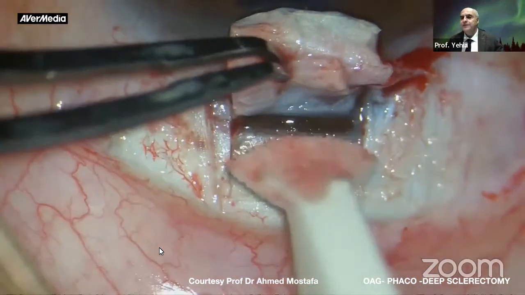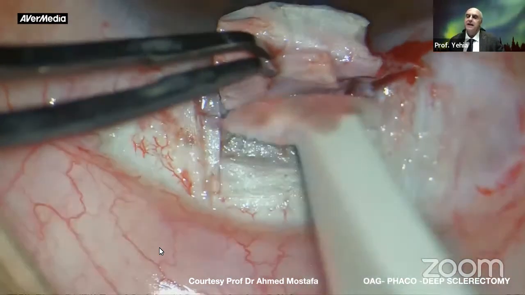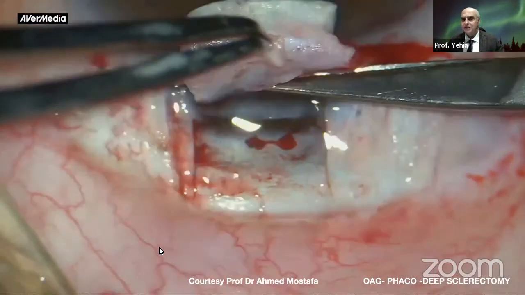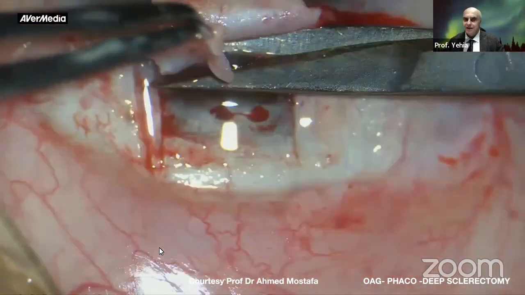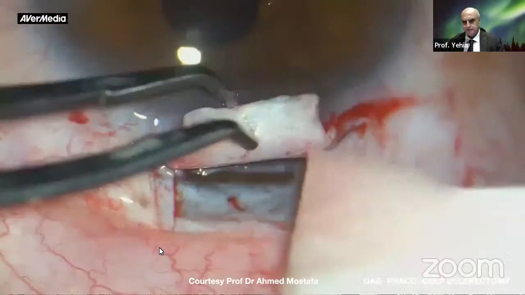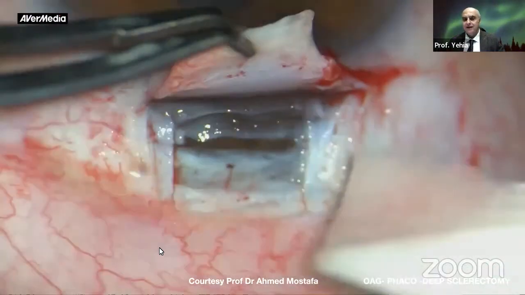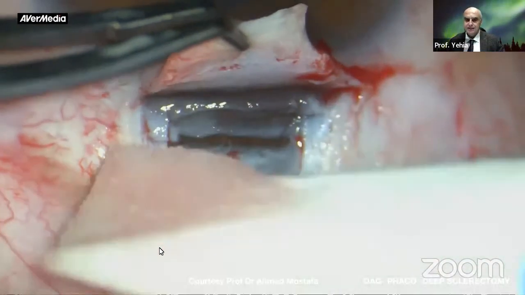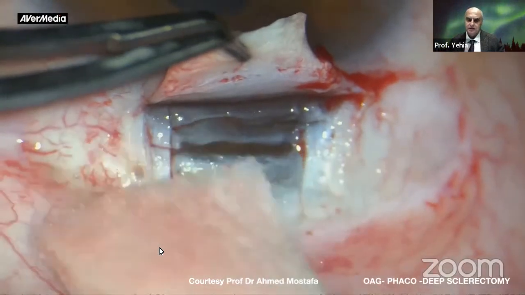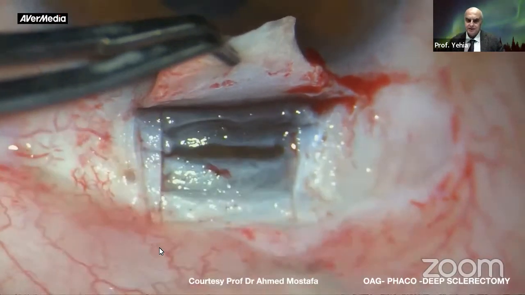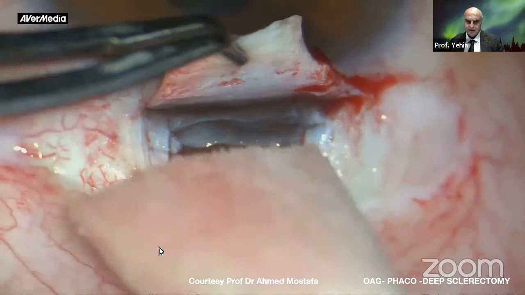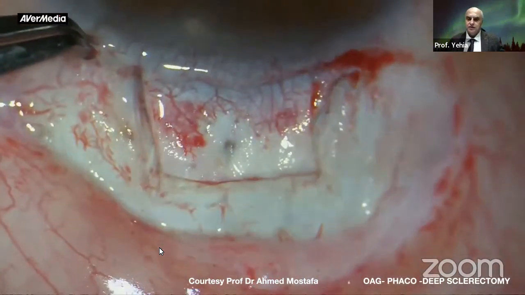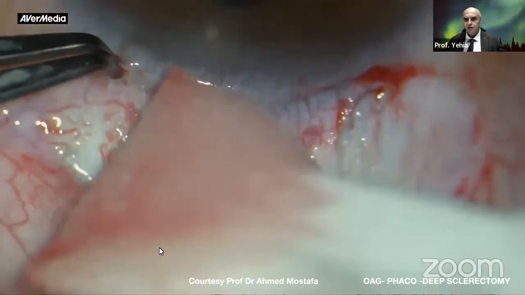The advantage of deep sclerectomy in such cases is that the risk of having hypotony, a shallow anterior chamber, or a lost anterior chamber postoperatively is definitely much less, but it still has the disadvantage of having sutures and affecting the result. You can see the percolation of the aqueous, making sure it percolates well. And then the flap will be closed with sutures and the conjunctiva will be closed.